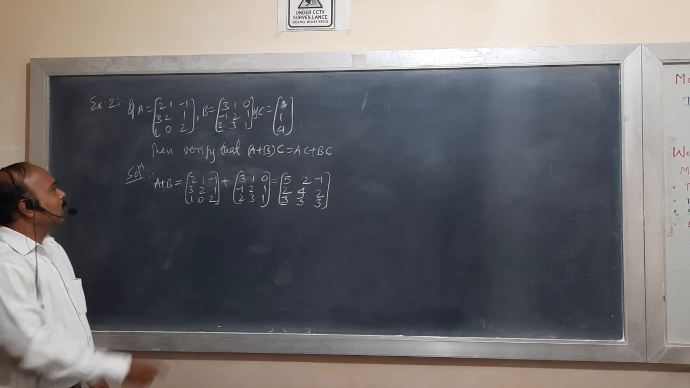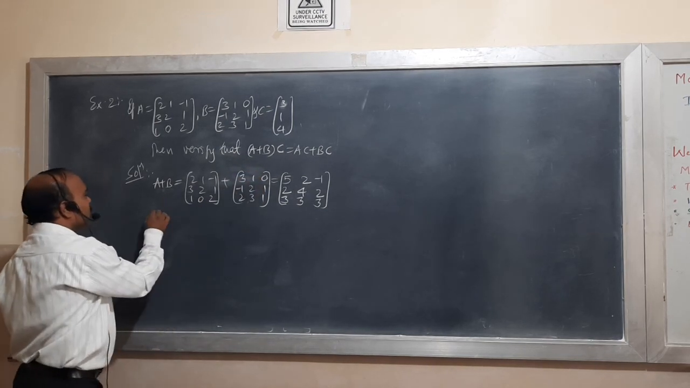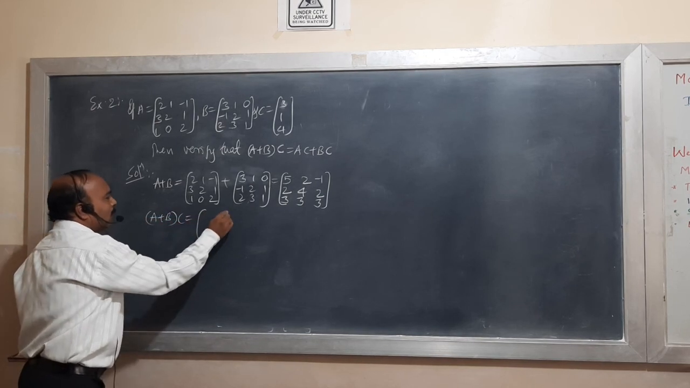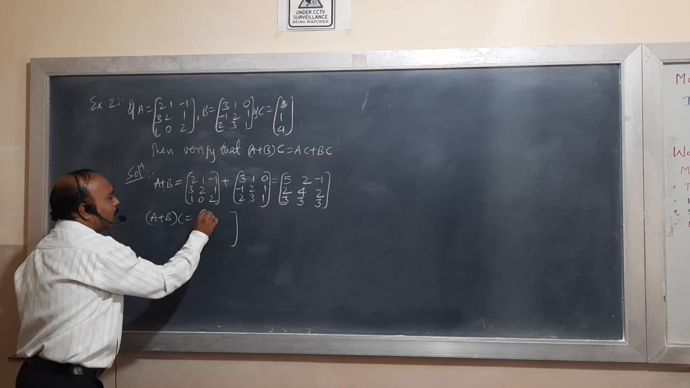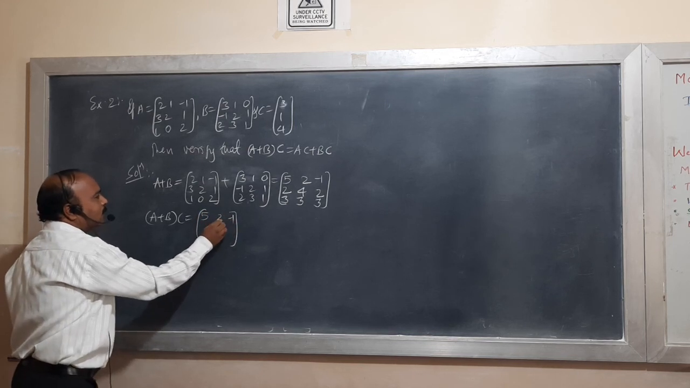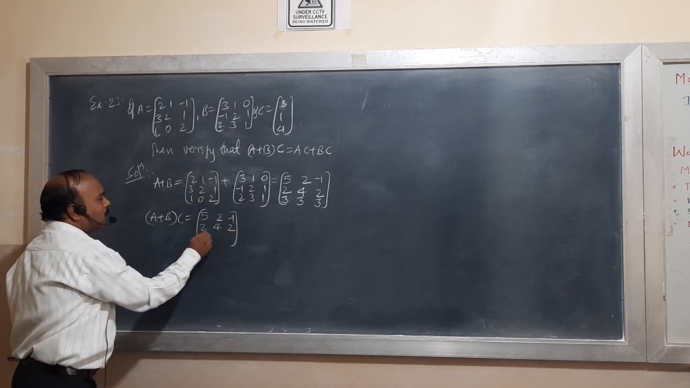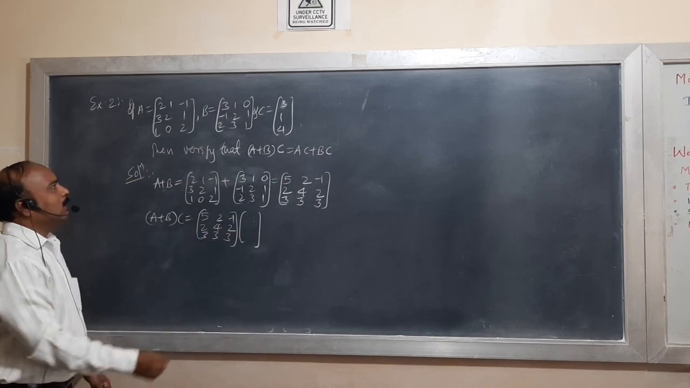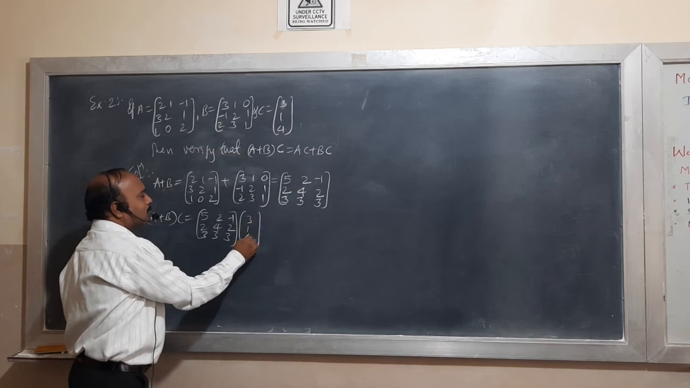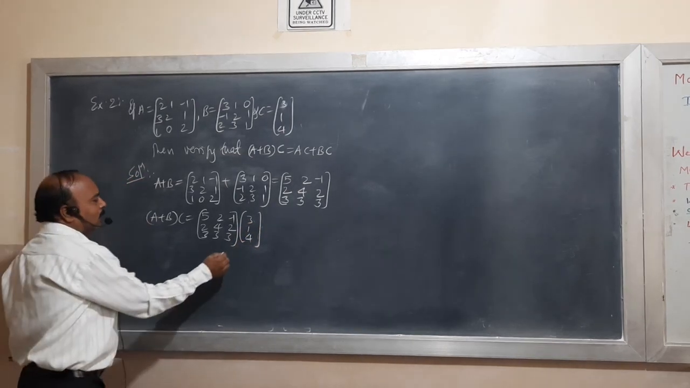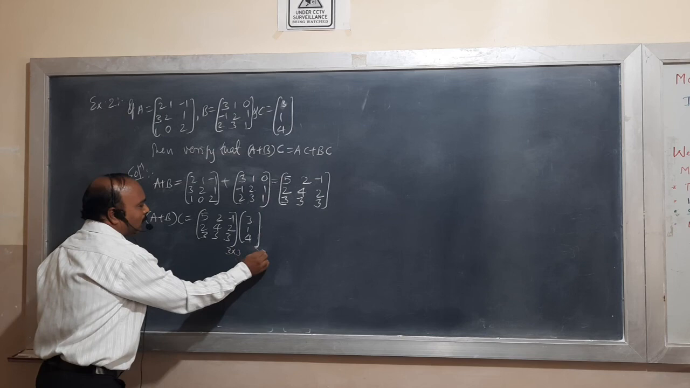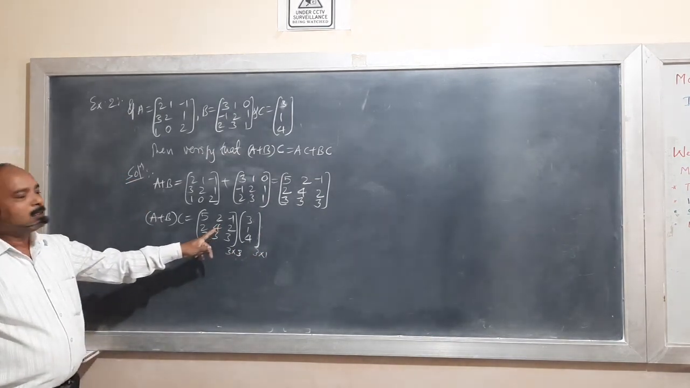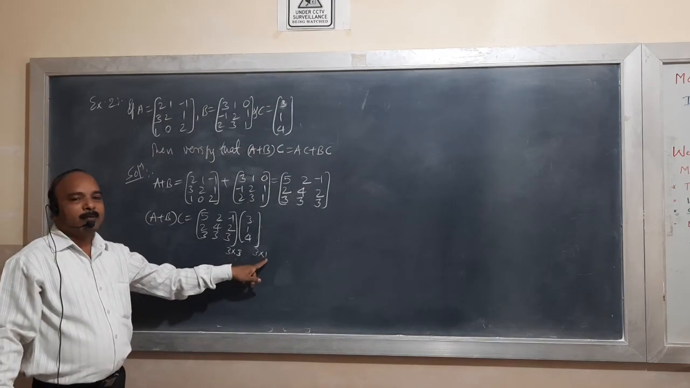Then we calculate (A + B) C. (A + B) C equal to A plus B, you got [5 2 -1; 2 4 2; 3 3 3], into matrix C which is [3; 1; 4]. Now the first is of order 3 by 3, and the second is of order 3 by 1. So (A + B) C will exist and the required order is again 3 by 1.